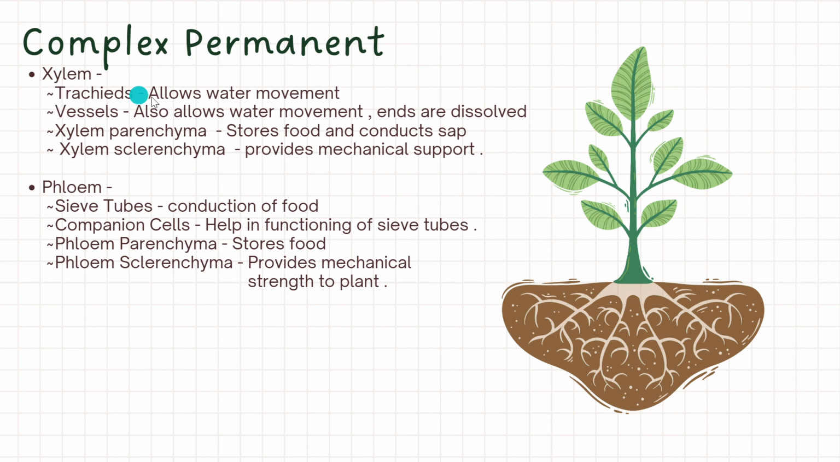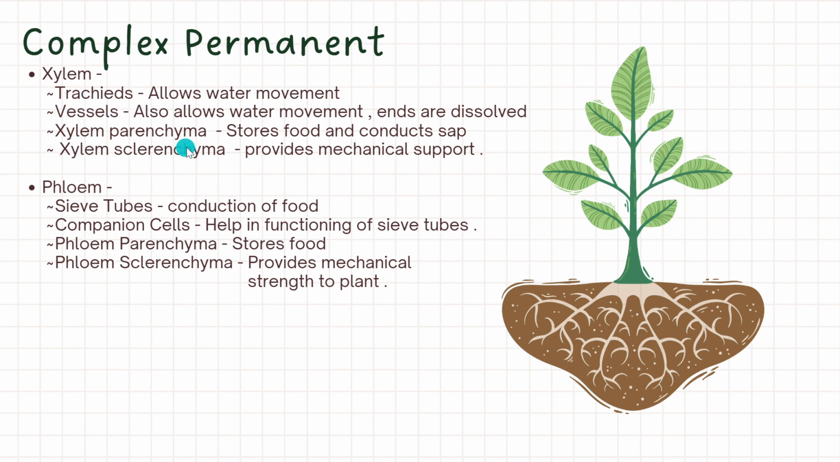What do the tracheids do? They allow the water movement. That means you can say they have the main role. Then the vessels also help in water movement, and the ends are dissolved to form a long line, like a pipeline, you can say. So tracheids and vessels have the same function.